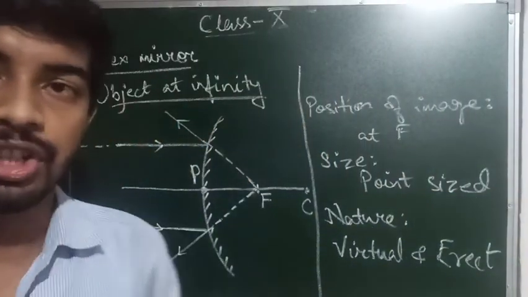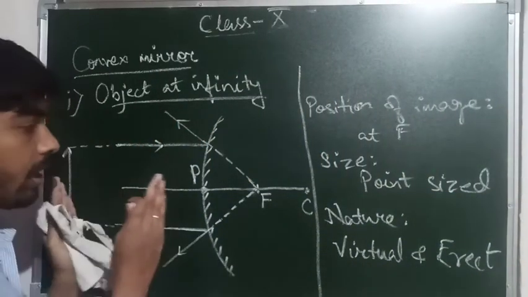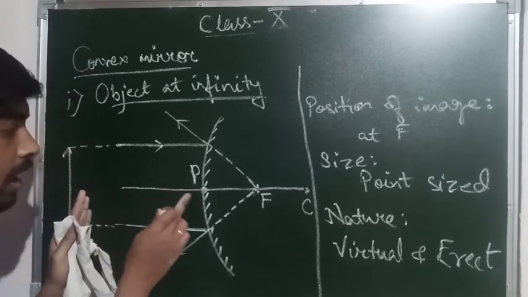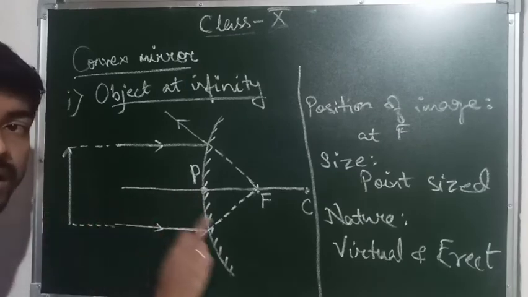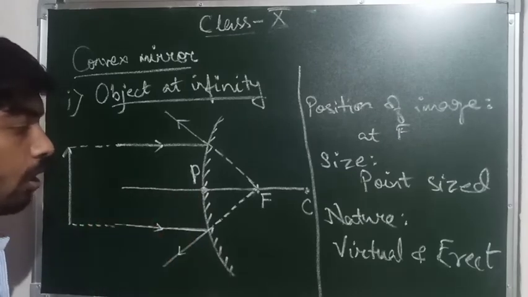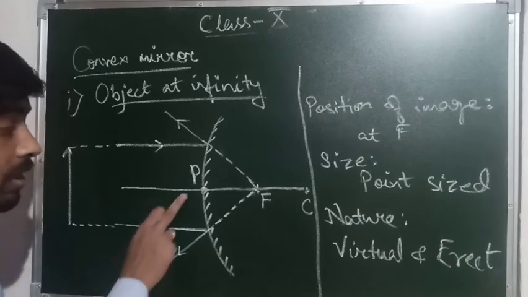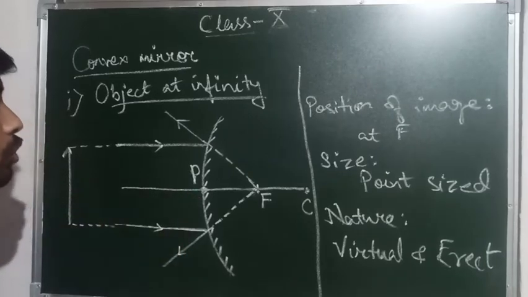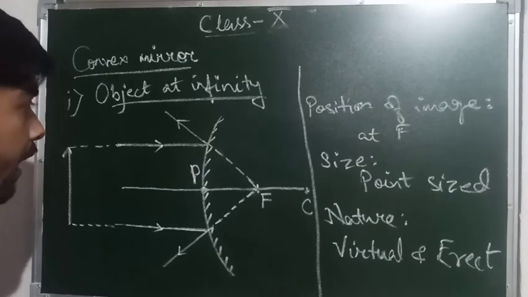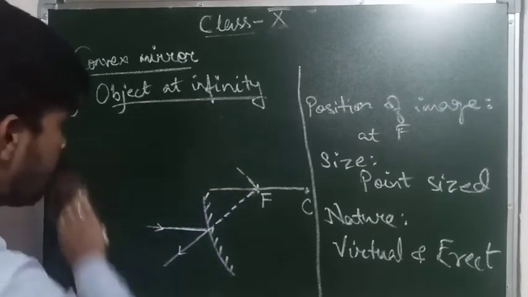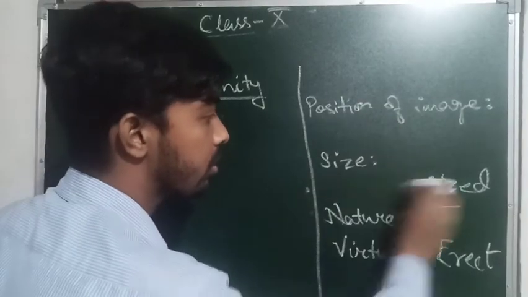Next, in the second position, the object will come close to the mirror. Now at this point you see there are no markings, which means from P to infinity there is no marking in between. So the object can be placed at any position between the pole and infinity. So in the second one, it will change a little bit, and our ray diagram will also change.